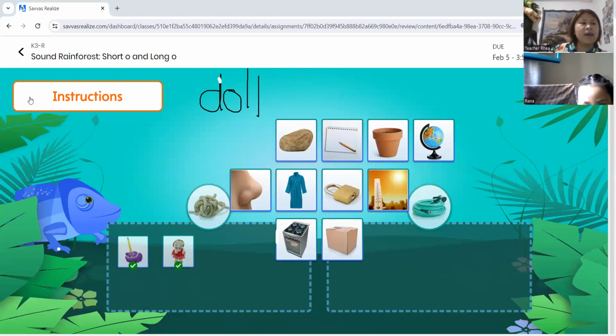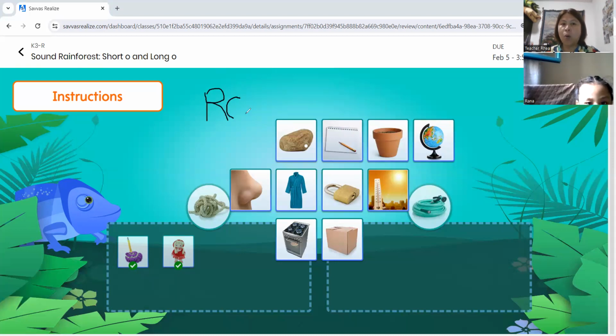Yeah. Okay. So we have here the next picture. What is this? Do you know what it is? This is a rock. Very good. So how do you spell rock? How do you spell rock, Rana? So what's the first letter? R. Very good.